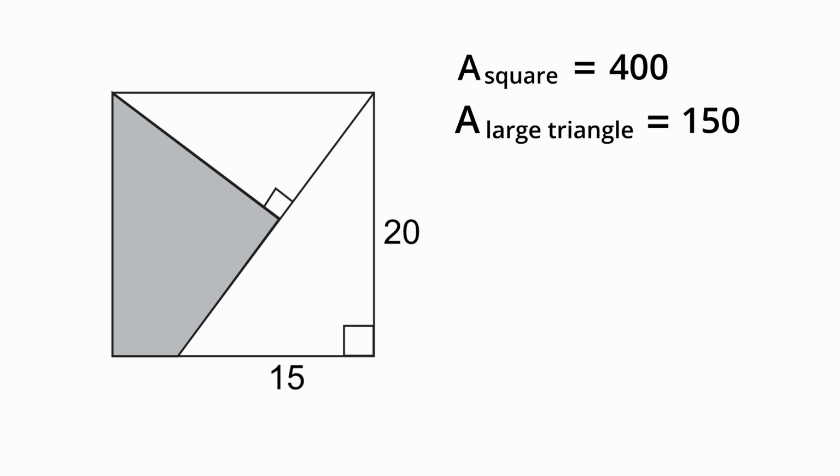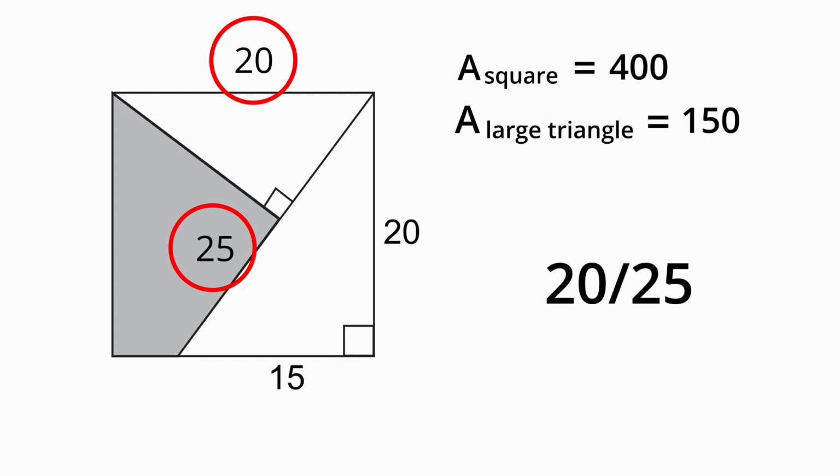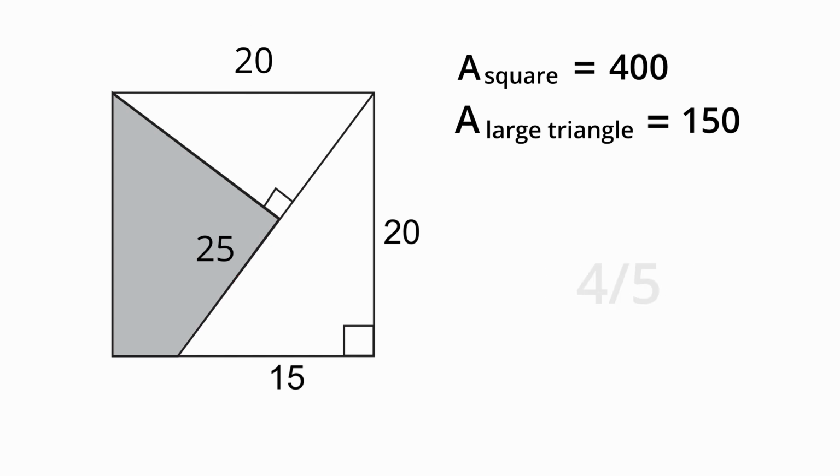We can work out the scale factor of the similar triangles using the ratio of their hypotenuses. The hypotenuse of the smaller triangle is 20, and the hypotenuse of the larger triangle can be worked out using Pythagoras' theorem as 25. So the scale factor is 20 over 25, which simplifies to 4 over 5. That means if we take the length of a side of the larger triangle, then the length of the corresponding side of the smaller triangle is 4/5 of that length.